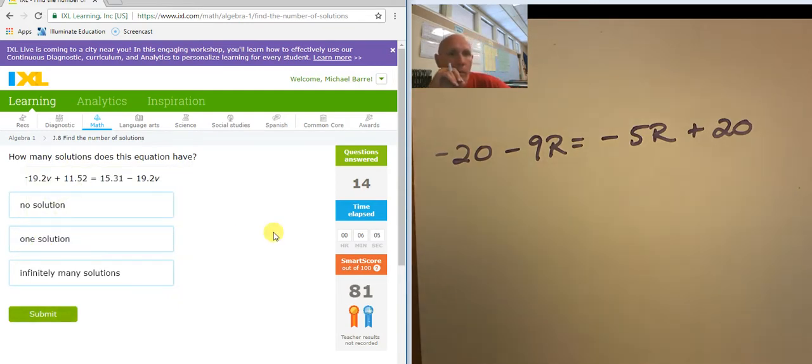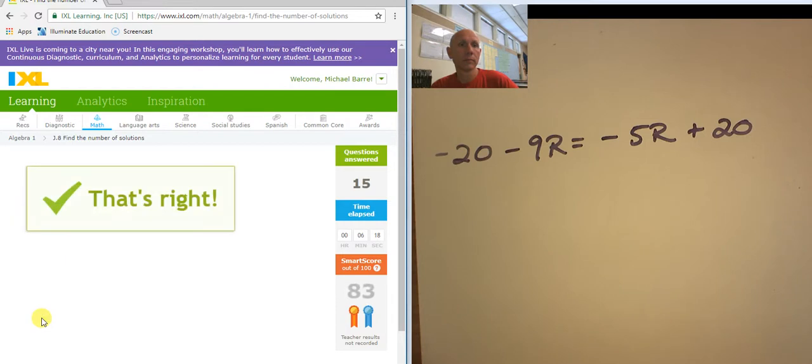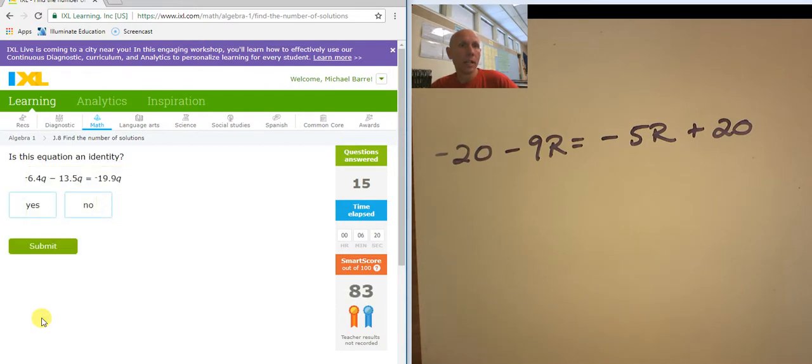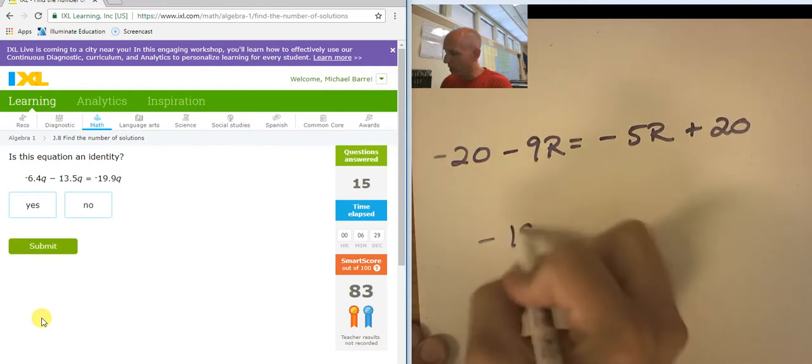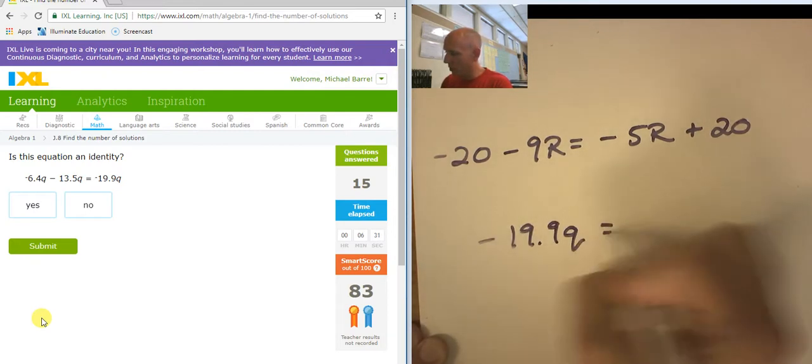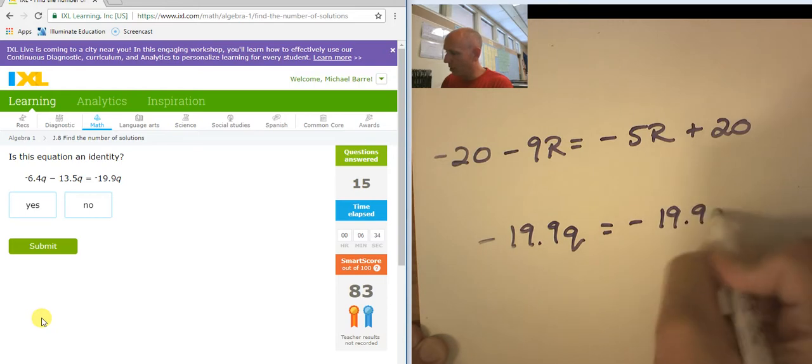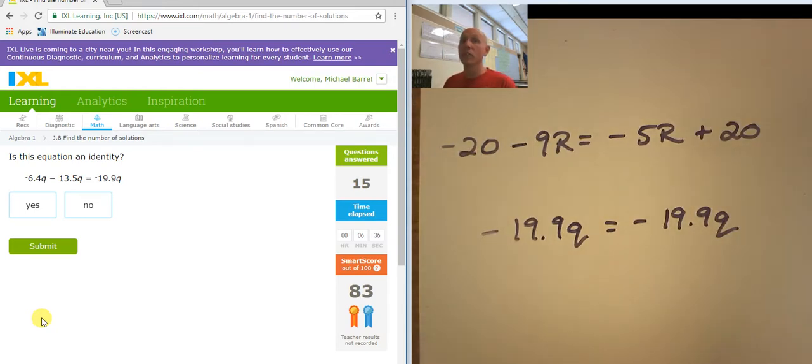Ooh, look at this one. Oh, this is decimal. Okay, are the v's going to cancel? Yes. Does 11.52 equal 15.31? No, this means there's no solution. Let's see, are the q's going to cancel? Oh, maybe? Actually, if you simplify the left side, you get negative 19.9q. So you have negative 19.9q equals negative 19.9q, which is infinite, which is identity.